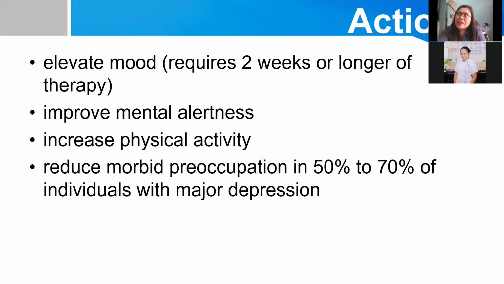When you read the book, their explanation is that our antidepressants act on neurotransmitters and on BDNF, the brain-derived neurotrophic factor, and it takes at least 2 weeks to have an effect. That factor increases only after 2 weeks. So the patient cannot take the antidepressants for only 1 week. Once those factors rise, together with the neurotransmitters, there will be elevation of mood, and improvement in mental alertness and physical activity of the patient. And it can reduce morbid preoccupation in 50% to 70% of individuals with major depression. So that is the action of our tricyclic antidepressants.